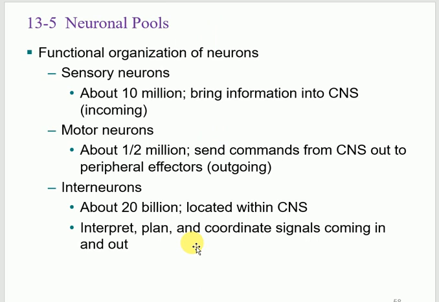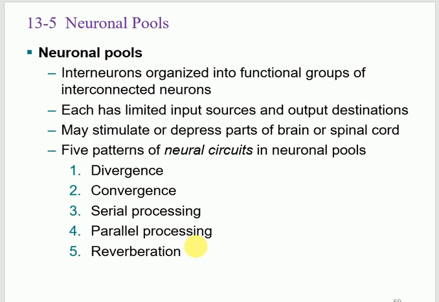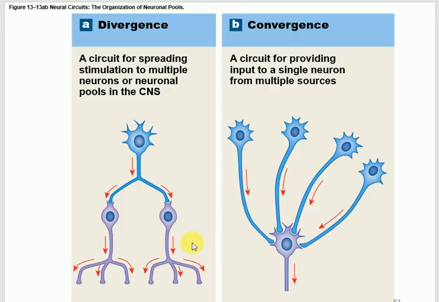Now the neural pool. Remember that we have sensory neurons, and we have motor neurons, and we have mixed. The thing here is how these neurons coordinate with each other, how they link to each other. We call that the neural pool. So according to the relationships between the different neurons, the pools can be divergent, convergent, serial, parallel, and reverberation. I would rather see it in the picture.